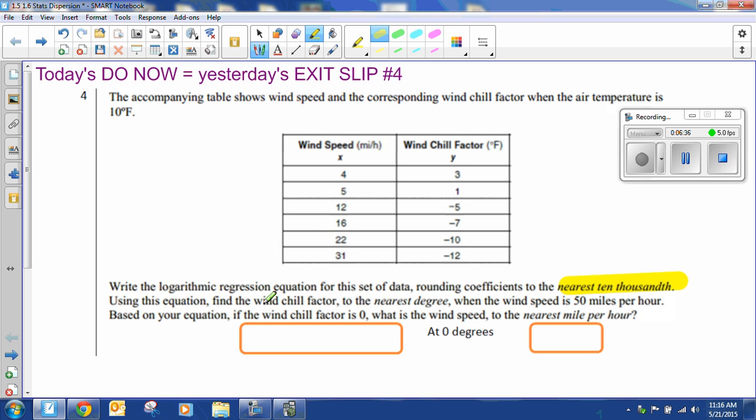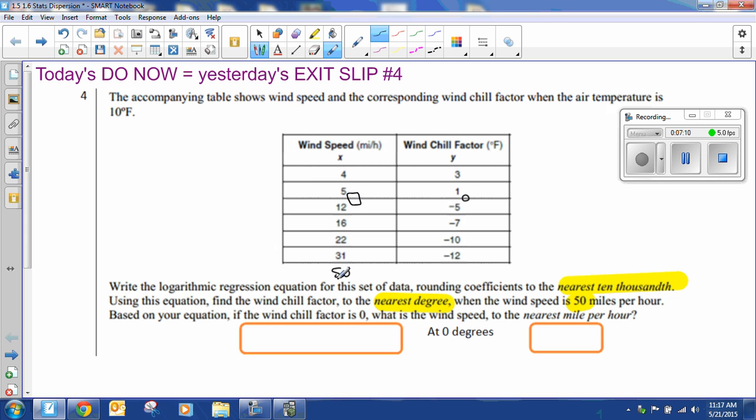Using this equation, find the wind chill factor to the nearest degree when the wind speed is 50 miles per hour. In other words, we want to predict what it would feel like outside if the wind was blowing at us 50 miles an hour. Based on your equation, if the wind chill factor is 0, so 0 would fall between 0 and 5, what is the wind speed to the nearest mile per hour? So it's sort of the opposite. What would this be?